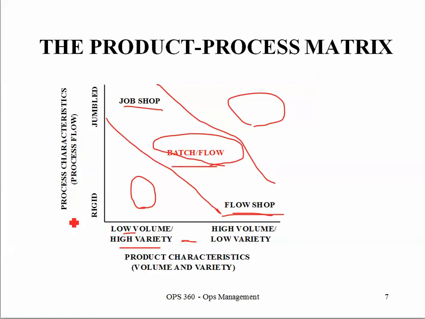And I should note again that the text doesn't actually use this term product process matrix, so I do have an illustration that looks sort of like this, with the exception that the flow shop is broken out into two different types of flow shops.